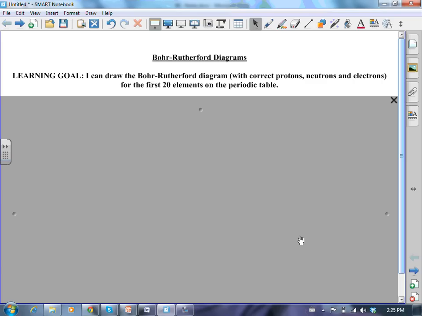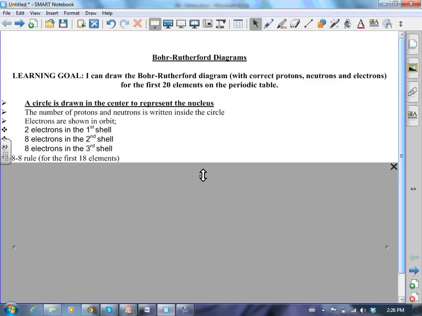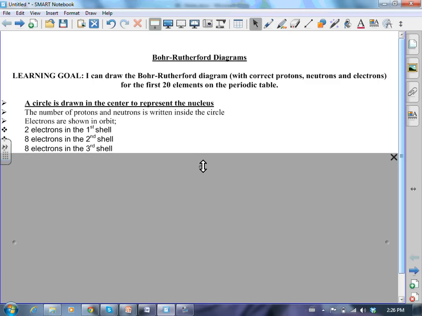So, your learning goal. You need to be able to draw a Bohr-Rutherford diagram with the correct number of protons, neutrons, and electrons for the first 20 elements on the periodic table. So by the end of this video, you should be able to do that. So here are your rules. And again, these are already written in your notes, so you don't need to recopy these.